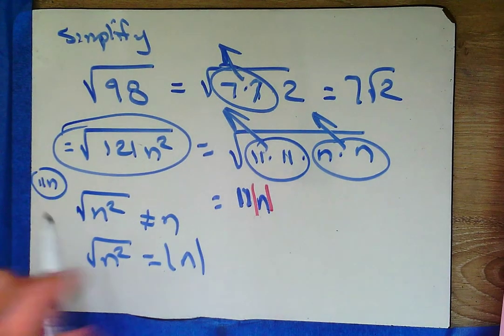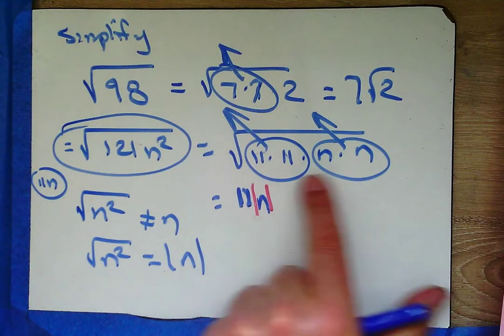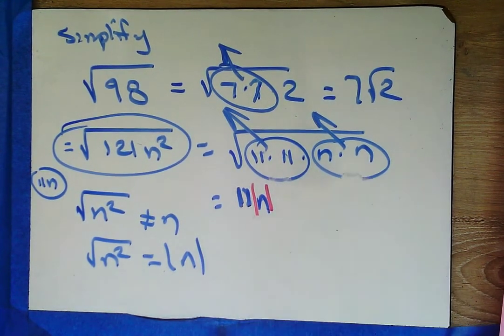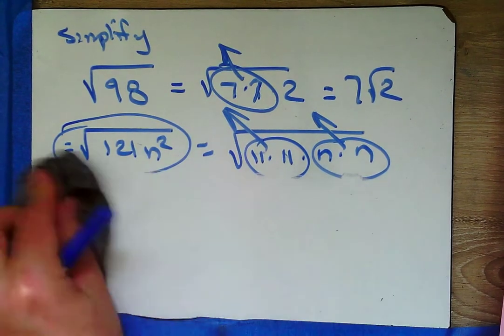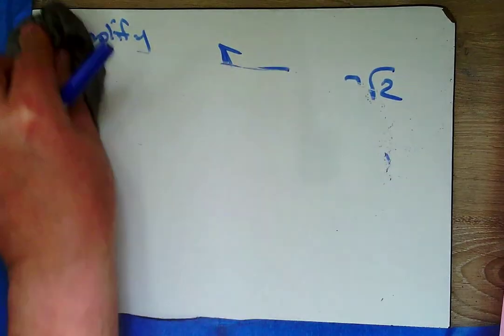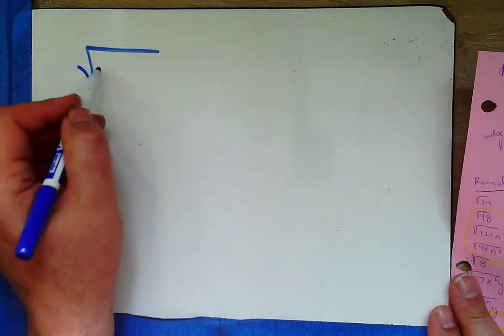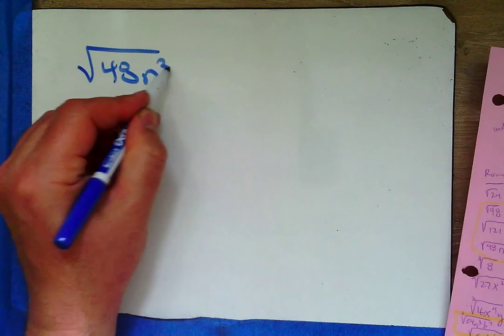All right? But what makes these different? Well, this is a variable. This is a number. This is a variable. Variables, for those even indices, they get the absolute value. Okay. Where are we now? How about we do this one?